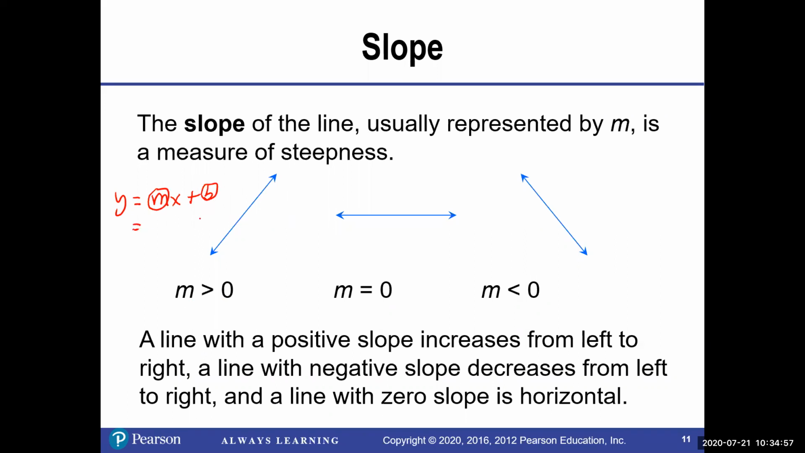Now, when m is greater than 0, so if you have y is equal to 2x plus, say, 3, this slope is positive. So if you plot this, you're going to get a graph like this. This means that as the values of x increase, the values of your y also increase. Is that okay?